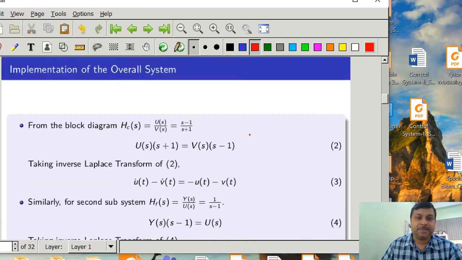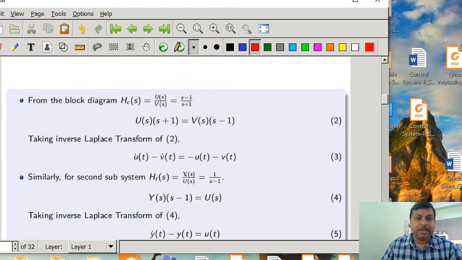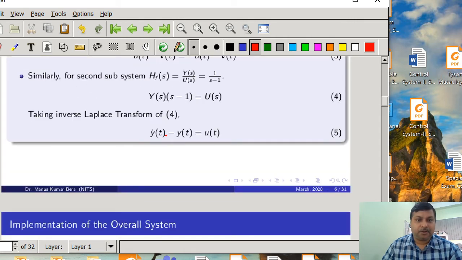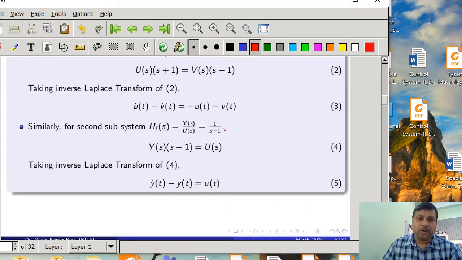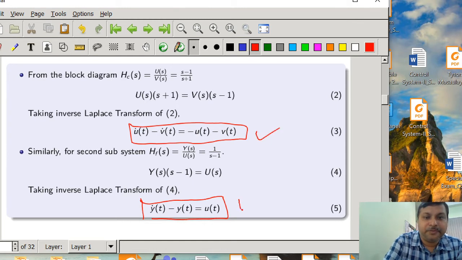And the second subsystem having the transfer function Y(s) by U(s), that is 1 by (s minus 1). If we cross multiply, we get Y(s) into (s minus 1) equal to U(s). And if you represent the system in time domain using inverse Laplace transform, it will be y dot t minus y(t) equal to u(t). Now we will focus mainly on these two equations, equation number 3 and equation number 5.